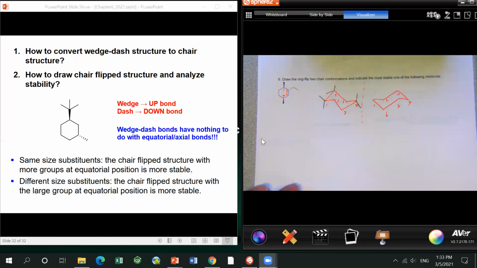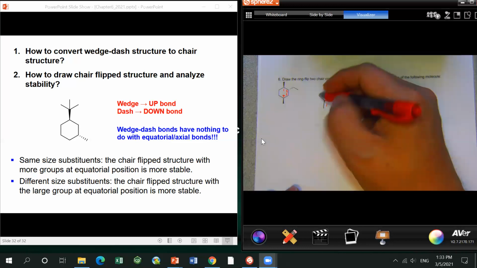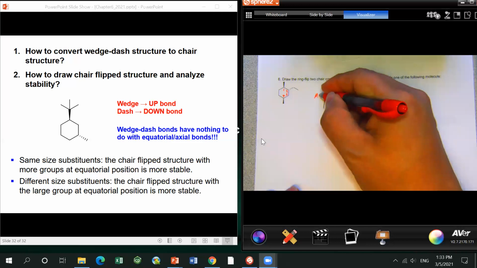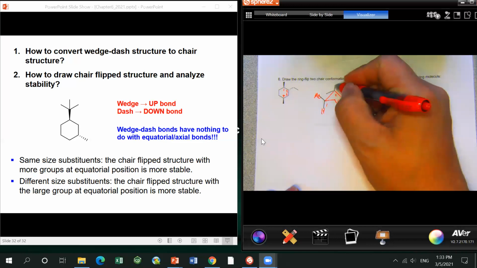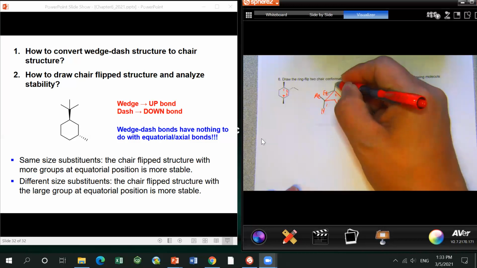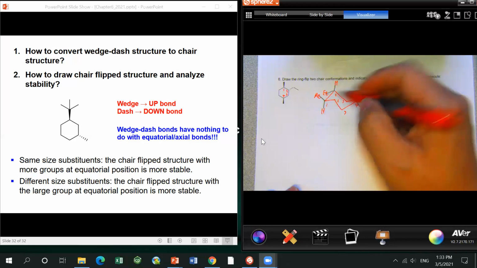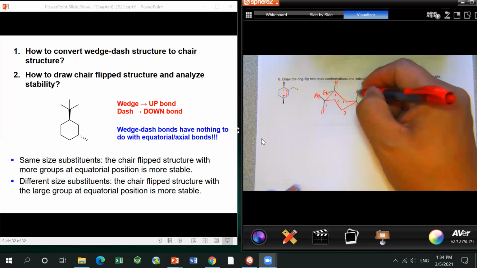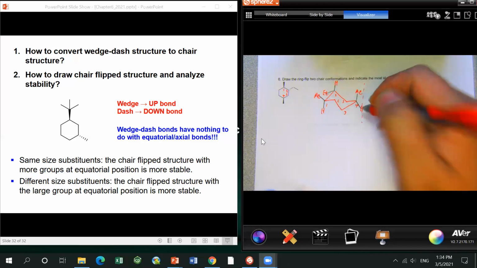Now we add the substituents. The methyl should be going up, and this will be hydrogen. For carbon 2, ethyl is going down, so it goes here, and hydrogen going up. For carbon 4, methyl is going up and hydrogen going down. So that's how we add them.